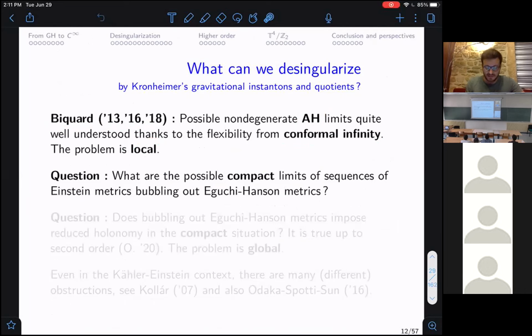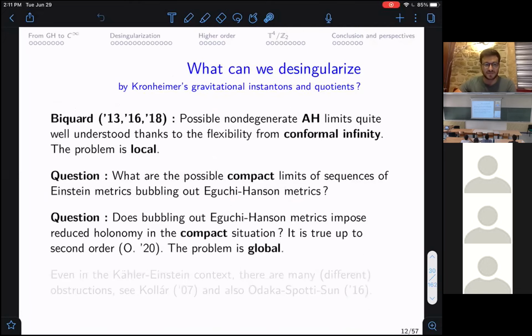Now, the next step is to understand the same question, but in the compact setting. And let's say, what can we desingularize by just a Gaussian metric? That's the first question. And I'm going to answer with another question, which is, does it impose reduced holonomy? Does the orbifold in the limit have to be Kähler-Einstein in order for the desingularization to have any chance to work?